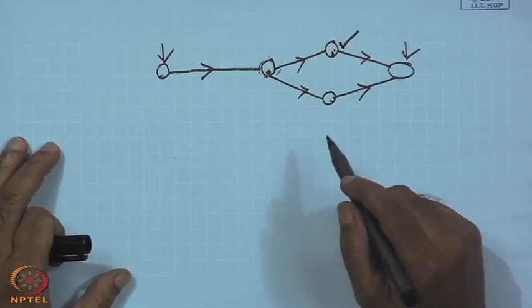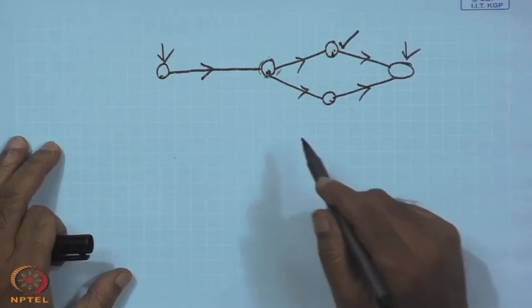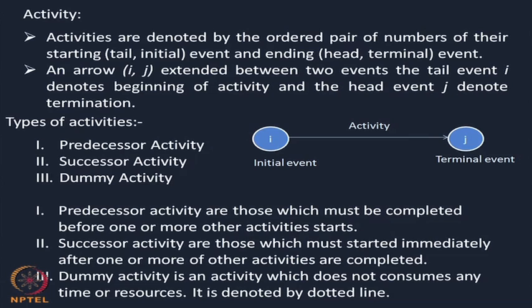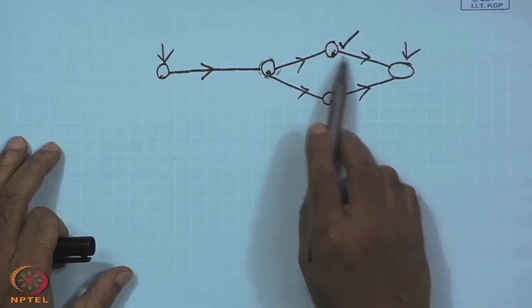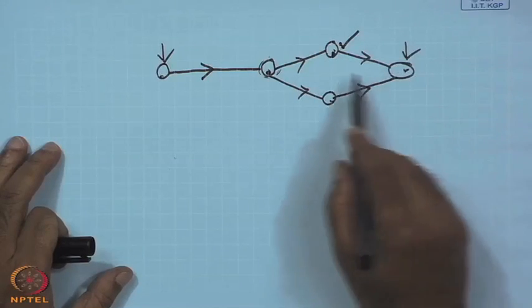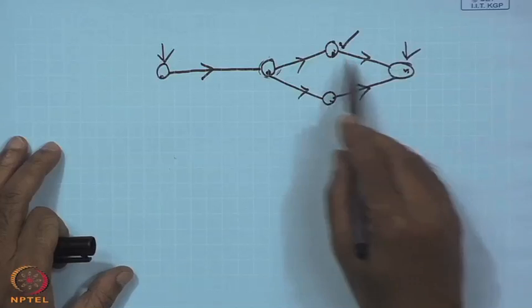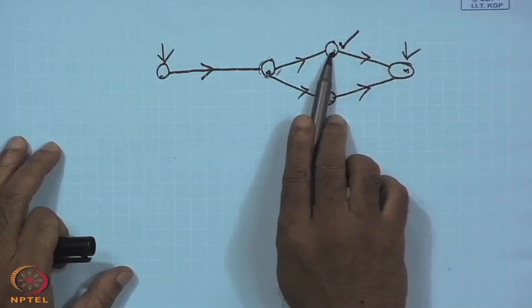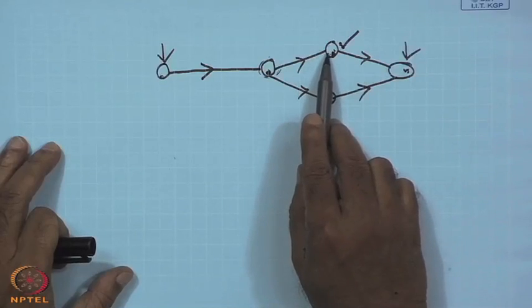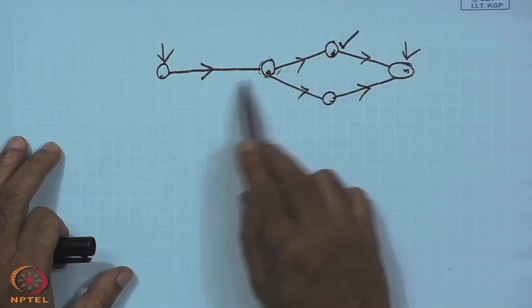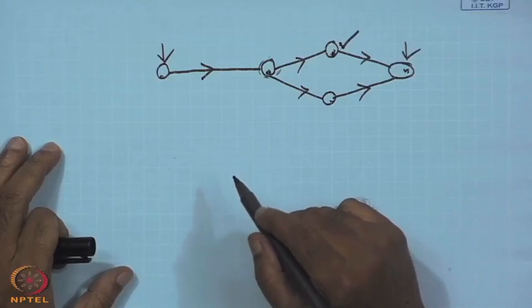Similarly, successor activities are those which must start immediately after one or more other activities are completed. In the figure, the successor activity of this one will be this activity, because this must start after this. Once I complete this, whatever activities come after it are successor activities, and whatever activities are there before this activity, we call the predecessor activities.